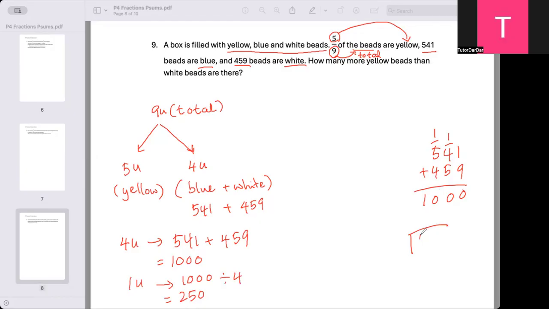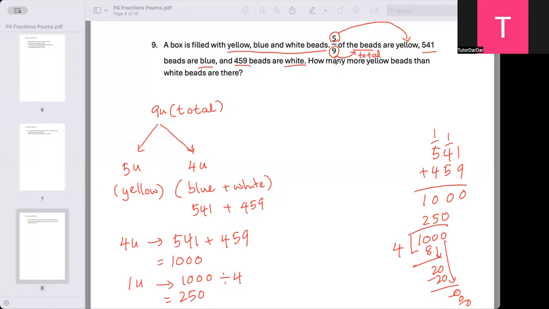How do we do that? 1,000 divided by 4. 4 times 2, we get 8, minus, 2, bring down the 0, 20. 4 times 5, 20, minus, bring down another 0, we get 0. Okay, so 1U is 250.